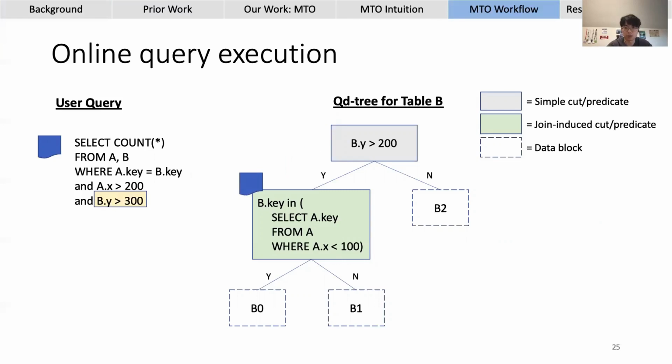Now we reach a QD tree node with a join induced cut. So the cut asks whether our query wants rows of B that join with rows of A that satisfy A.x less than 100, or rows that don't satisfy that property, or both. And in this case, the query contains the filter A.x greater than 200, so it only wants rows not satisfying the cut. So we only traverse down the right branch, and we conclude that for table B, this query only needs to read block 1.